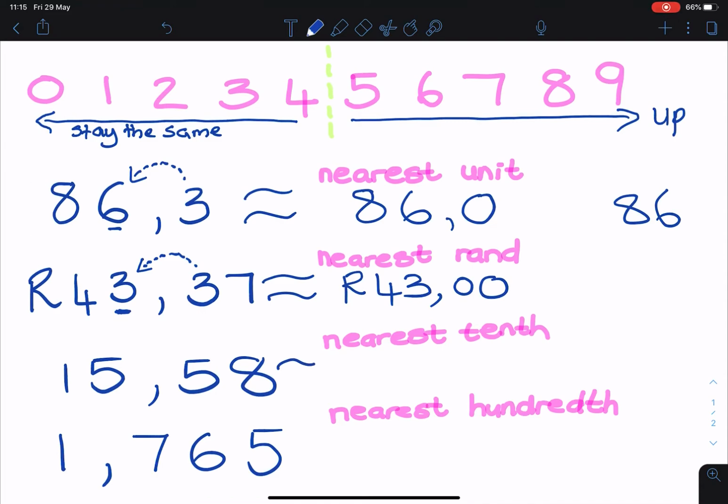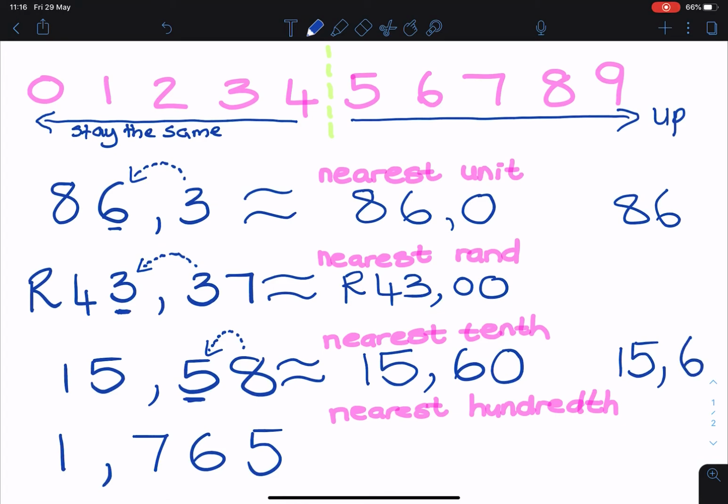15,58, and we want to round it off to the nearest tenth. That 5 is in the tenths column. So we go to the guy next door, and he tells us to go up. So the 5 will change to a 6, so it will be 15,6, and the guy next door becomes a 0. You could also just write 15,6. Both would be correct.